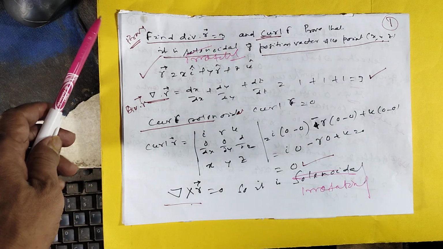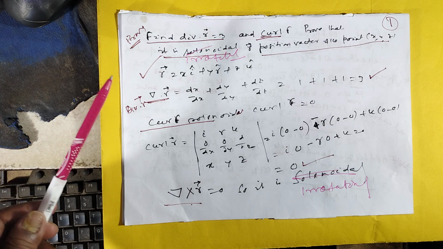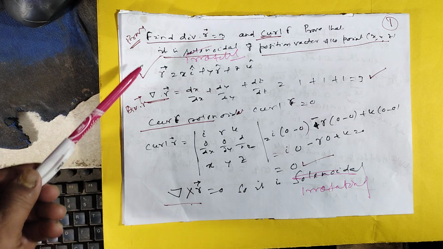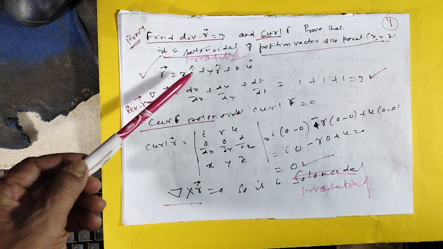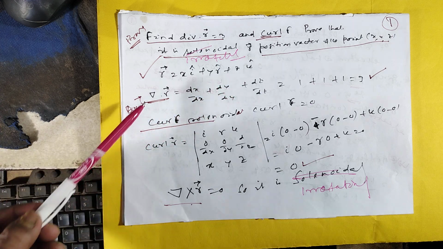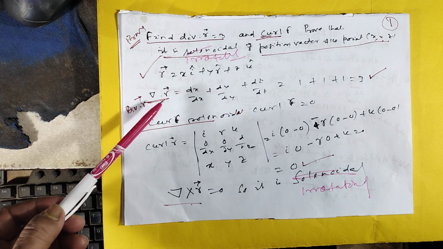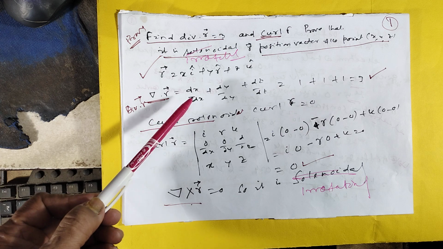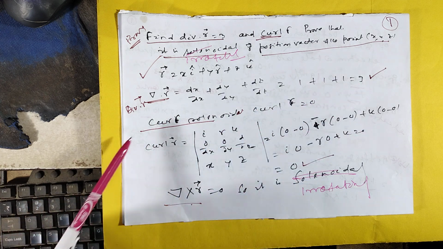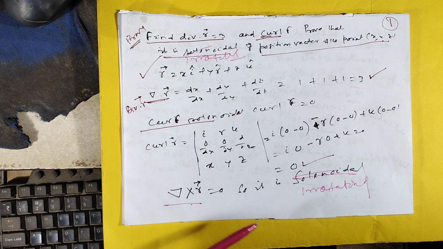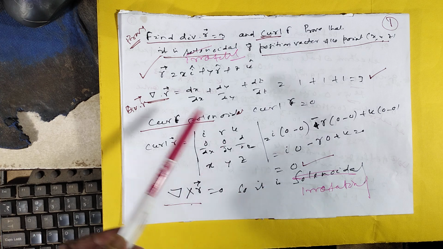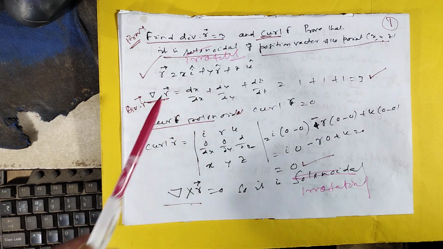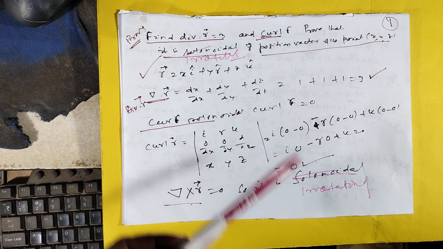Find div R and curl F, curl R. Here R is equal to xi plus yj plus zk. So if you put div R, it is coming 1 plus 1 plus 1 is 3. Curl is coming 0. Curl is coming 0 means it is irrotational. If div F is 0 means it is solenoidal. So curl F is 0, so it is irrotational.